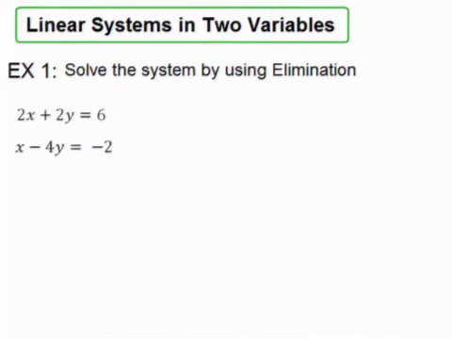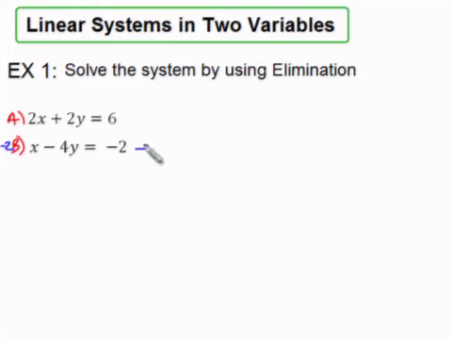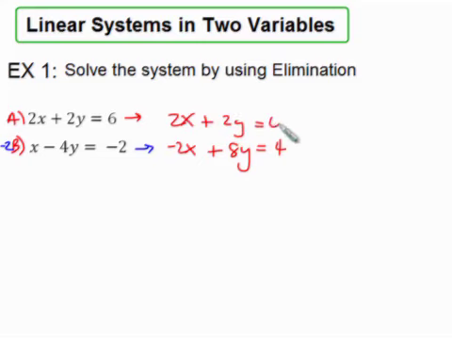Solve the system by using elimination. The goal of the elimination method is to be able to add the two equations and have one of the variables drop out of the new equation formed. In our example, if we call this equation A and this equation B, if we multiply equation B by -2, then our new equation is -2x plus 8y equals +4. And writing the original equation above it, we have 2x plus 2y equals 6.